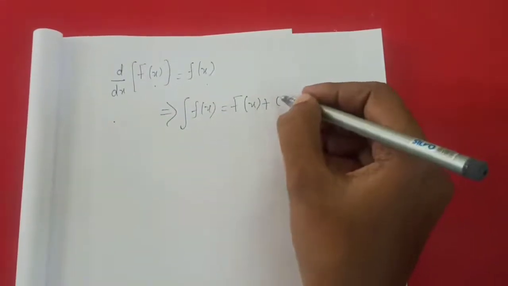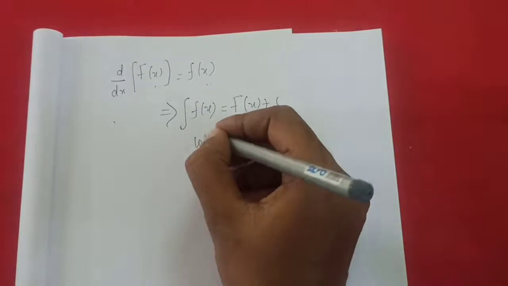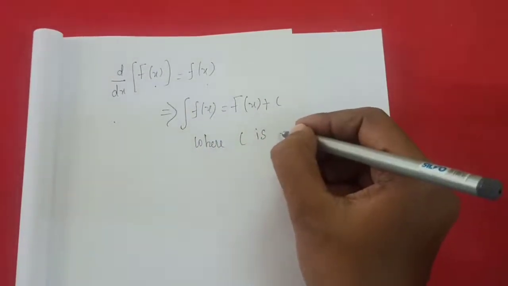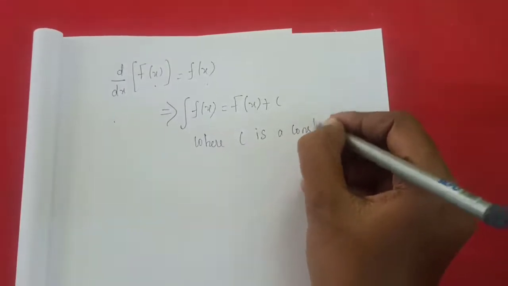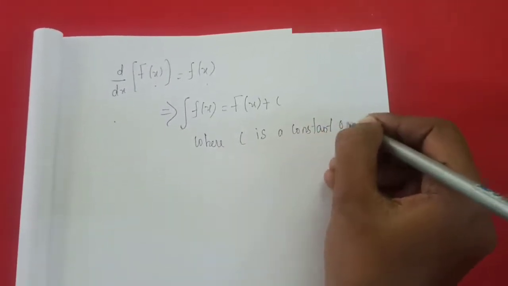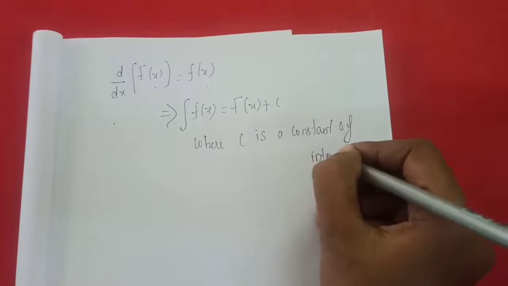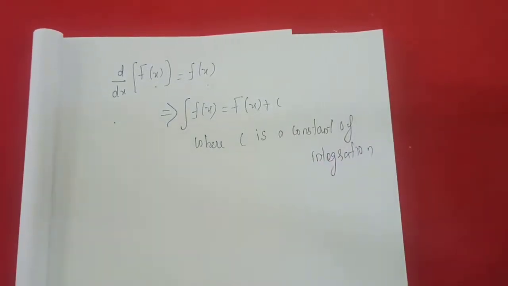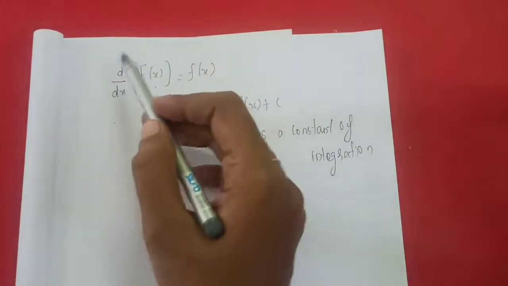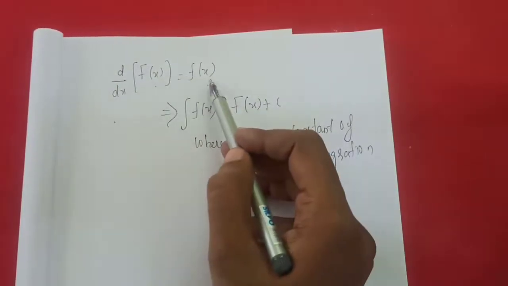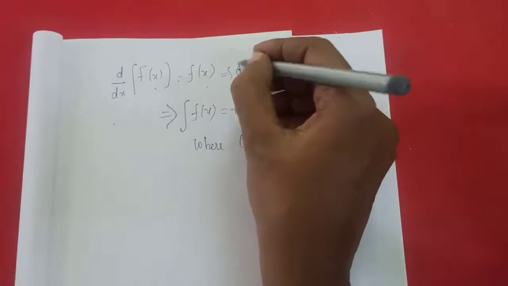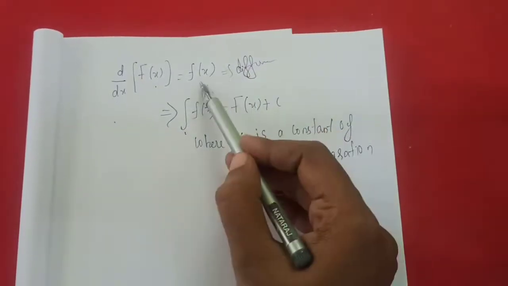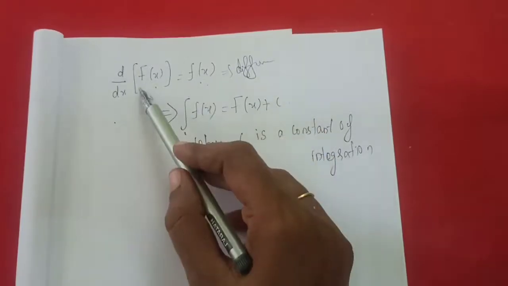Whenever we are integrating in the indefinite integral, we need to put the constant of integration, where c is the constant of integration. Now see this, you come to know what the reverse process is. Is it right? The differentiation of capital F of x is equal to small f of x. This is differentiation. Then what about this one? Integration of small f of x means you will get capital F of x.